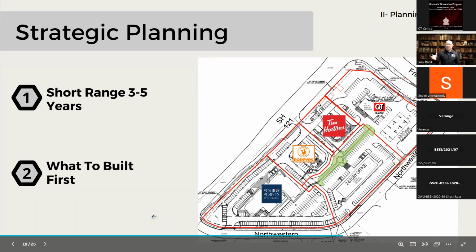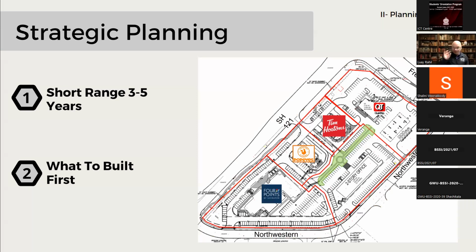So the strategic planning is a shorter term, again, in planning and zoning, and then said, what we need to build first. And that's what we decided to build first. We went to QT, said, hey, would you like to be in the city? Sure. And we got Tim Hortons.